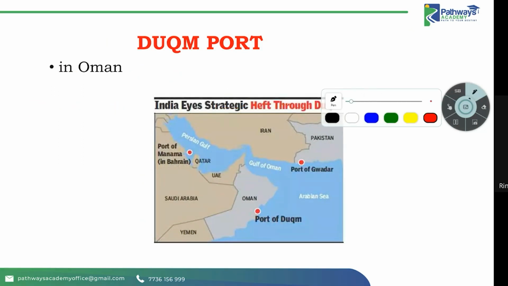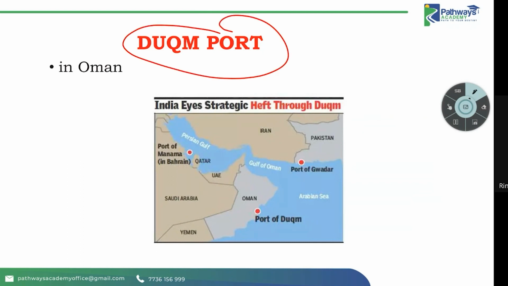Next is Duqm Port. Where is Duqm Port situated? Actually, it's a port in Oman, and China is getting more access to this Duqm port. That's why India is worried. So Duqm port is in Oman.